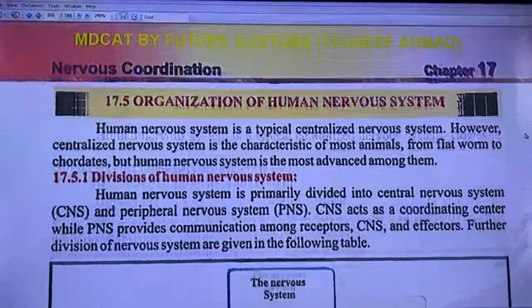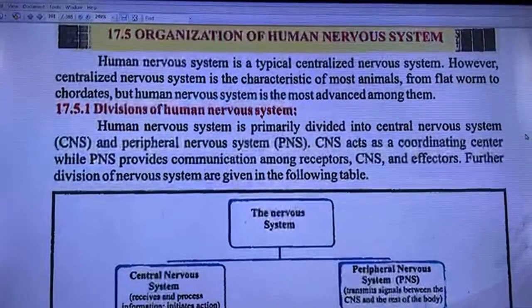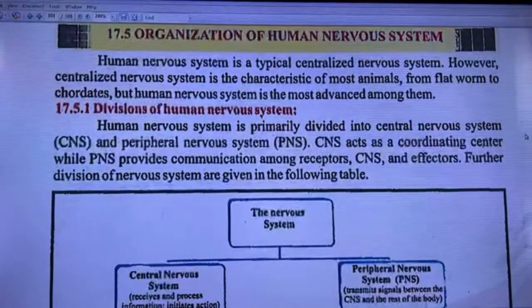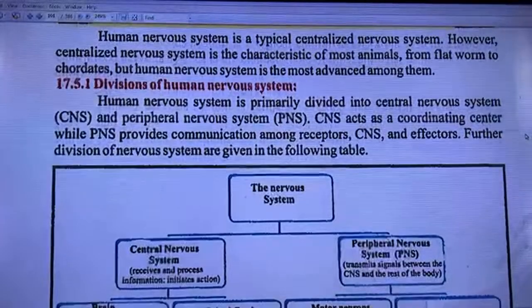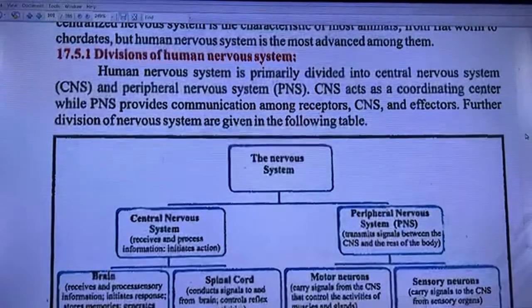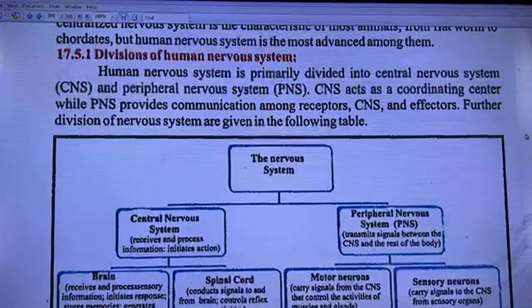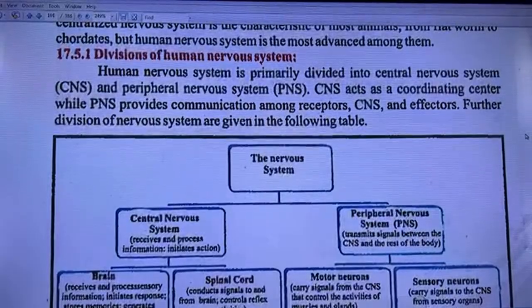Organization of human nervous system. Human nervous system is a typical centralized nervous system. This centralized nervous system is characteristic of most animals from platyhelminths to chordates, but the human nervous system is the most advanced among them. Divisions of nervous system. Human nervous system is primarily divided into central nervous system and peripheral nervous system. Central nervous system acts as coordinating center, while peripheral nervous system provides communication among receptors, central nervous system, and effectors. Further divisions of nervous system are given in the following table.